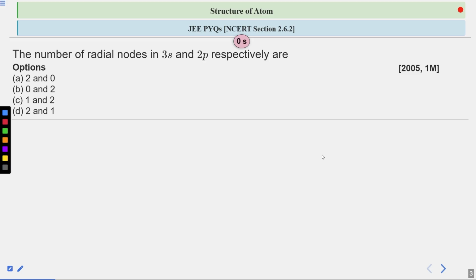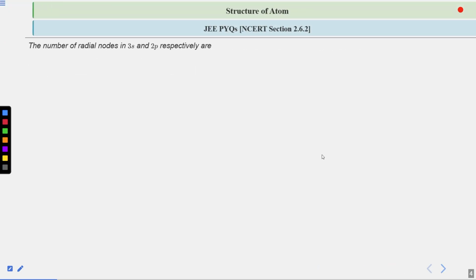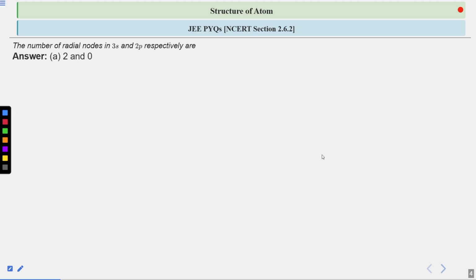Your time is up. So this is an easy one. You just have to look for the formula, which is n minus l minus 1. For the 3s and 2p, you must know the n and l values. If you do this calculation for both the subshells, you will get your radial nodes as 2 and 0, which is option number A.